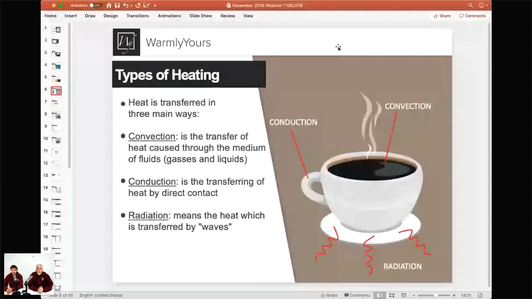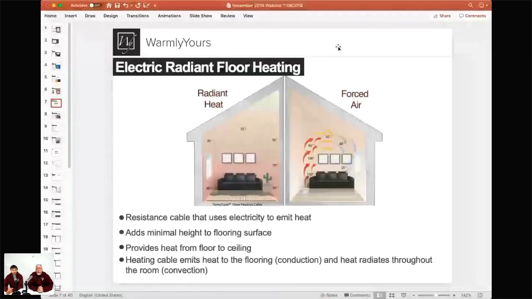And in the very end is the radiation. That's what we were just saying. If you put your hands around it, or hold your hand right next to the cup, you're going to start to feel that warmth coming. So let's take a look at electric radiant floor heating.